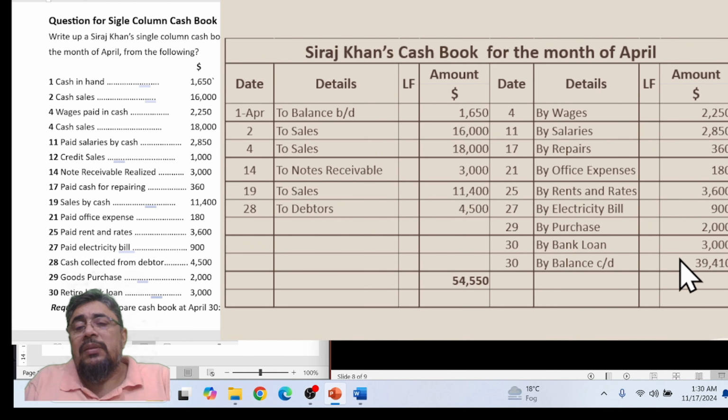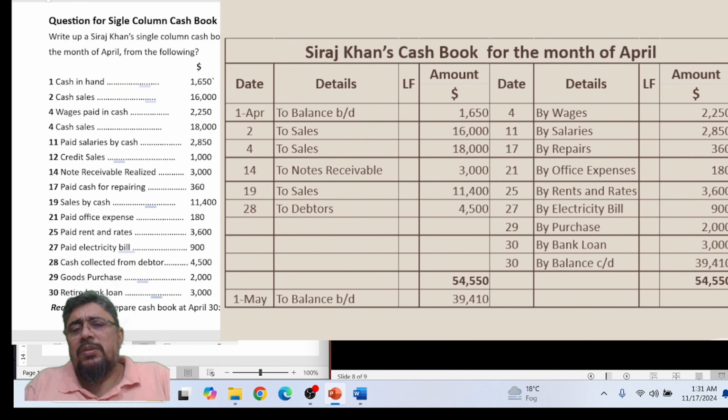So this means 39,410 is the difference between the debit and the credit. The credit side is smaller than the debit side by 39,410. So this becomes the closing balance of the month of April. And this closing balance we will transfer to the next month. It will become the opening balance for May. So on 1st May it becomes, to balance brought down, 39,410.